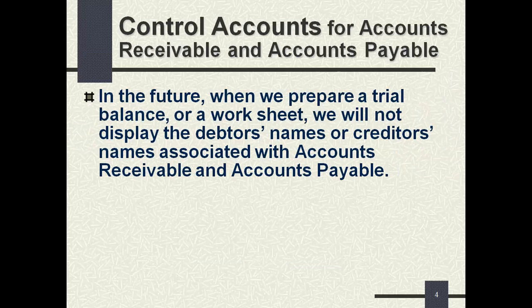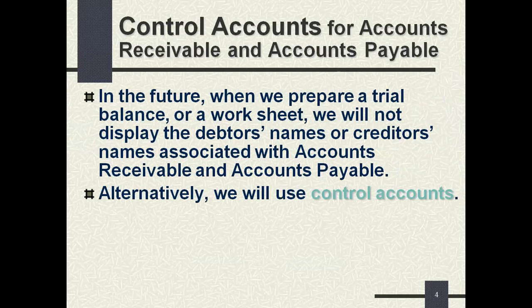Moving forward, this is just a little side note, just so you know that our accounts receivable and accounts payable will no longer be called accounts receivable or accounts payable from this point on. When we prepare a trial balance or worksheet, we will not display every single debtor or creditor's name like we used to. We're just going to have one big account called accounts receivable or accounts payable.